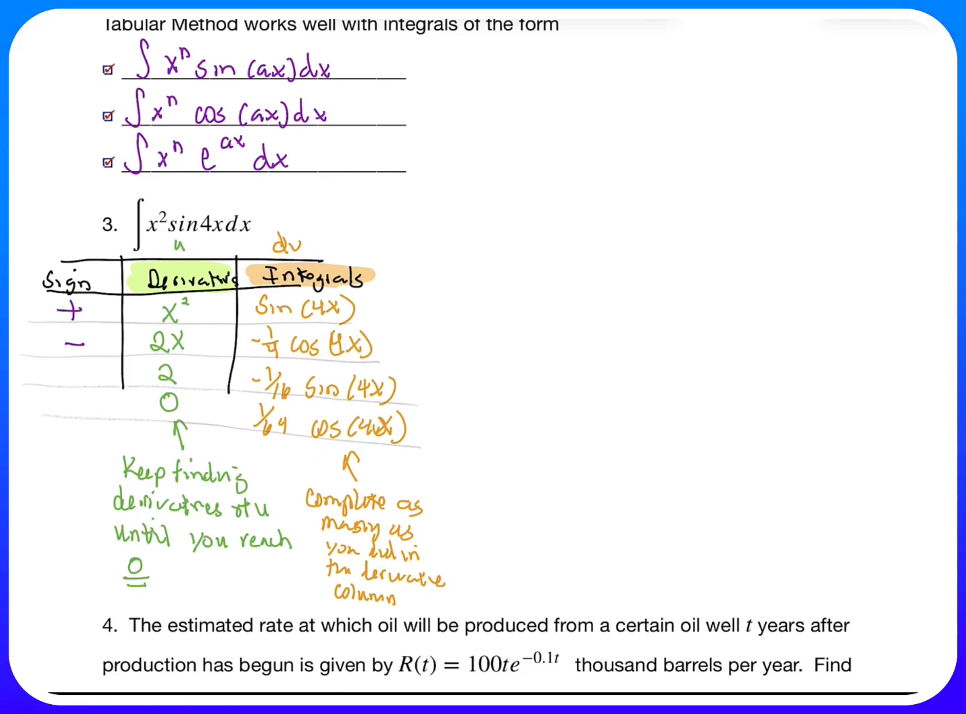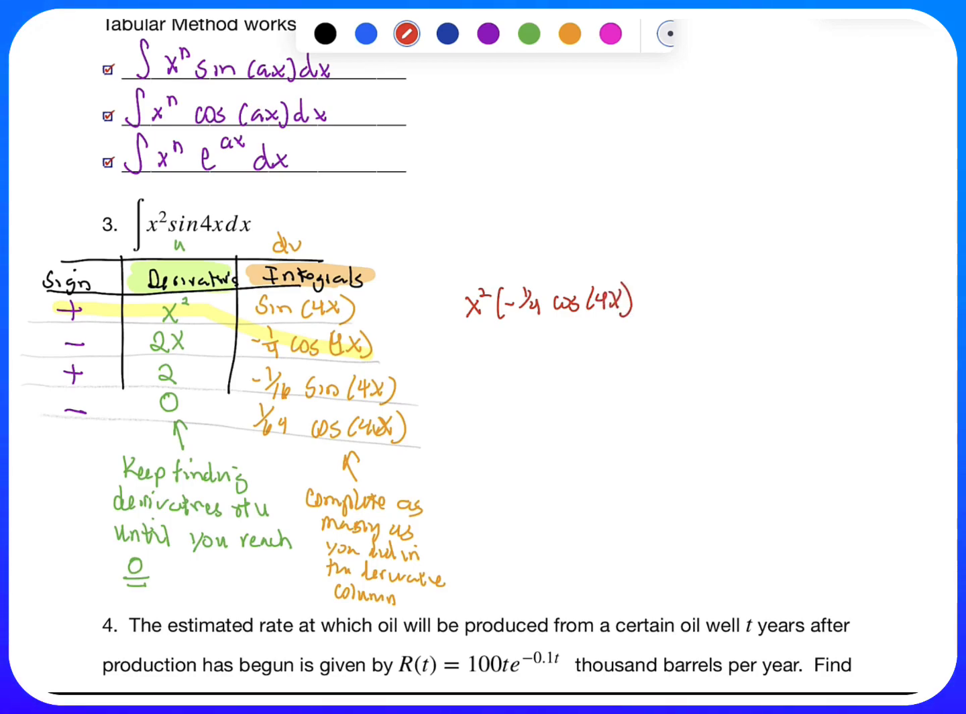Okay, so our signs always start with positive, and we just alternate for as many rows as we have. Now here's the cool part. The sine and the derivative go straight across, then you diagonal down to the integral, and you're just going to multiply those together. So I got positive times an x squared times a negative 1/4 cosine of 4x is going to be my first term in my answer. And then I'm going to go across and diagonal for our next entry.